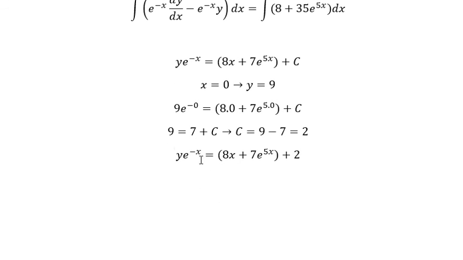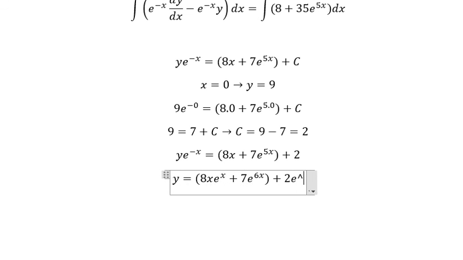Later, we divide both sides by e to the power of negative s. So we will get y is equal to e to the power of s plus 7 e to the power of 6s, and we have 2 e to the power of s. That's the end. Thank you for watching.